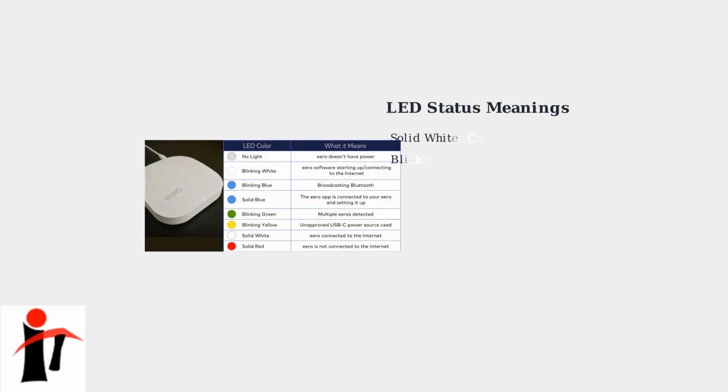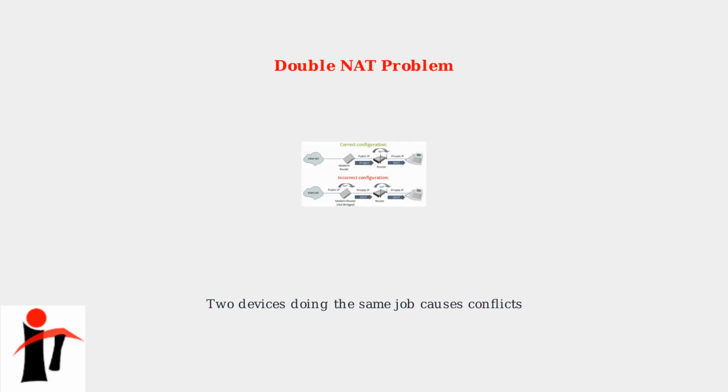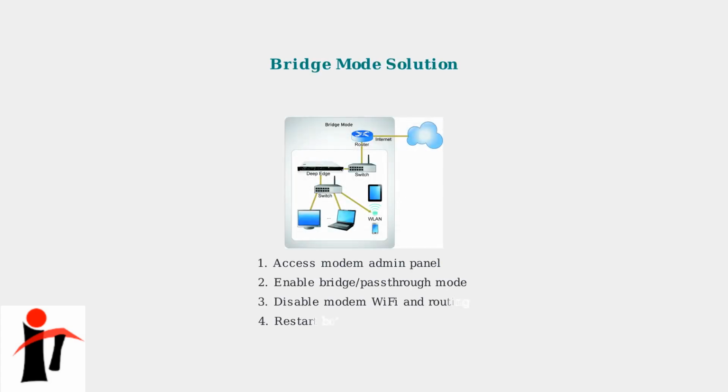Understanding Eero LED indicators is crucial for diagnosing connection issues. Each color tells you exactly what's happening with your device. One of the most common advanced configuration issues is double NAT. This occurs when both your modem and Eero Pro are acting as routers, creating 2 separate networks that can cause connectivity problems. The solution is to configure your modem in bridge mode.